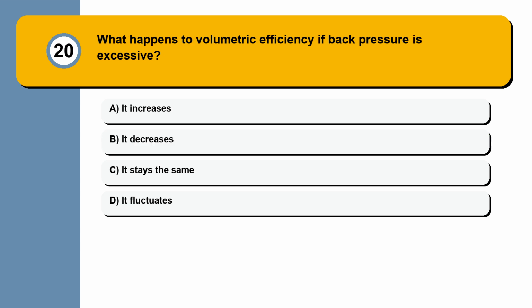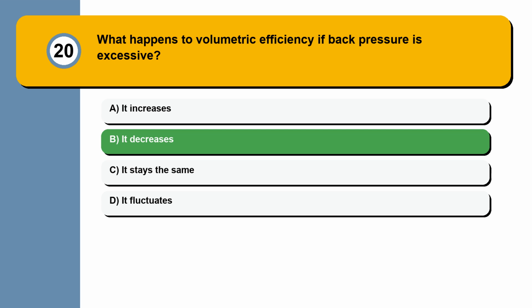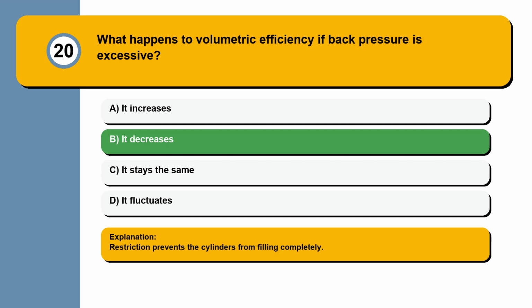Question 20. What happens to volumetric efficiency if back pressure is excessive? It increases, it decreases, it stays the same, it fluctuates. Restriction prevents the cylinders from filling completely.